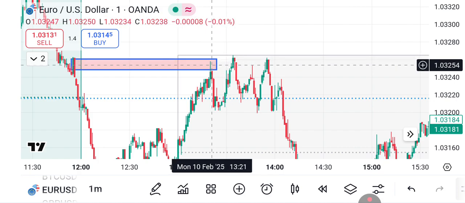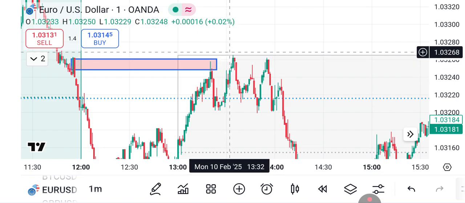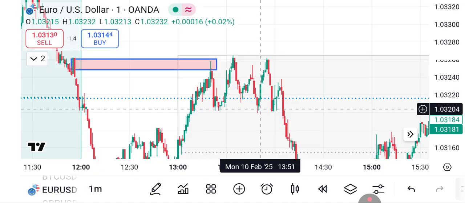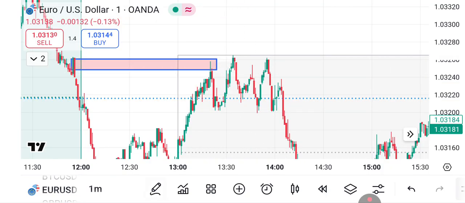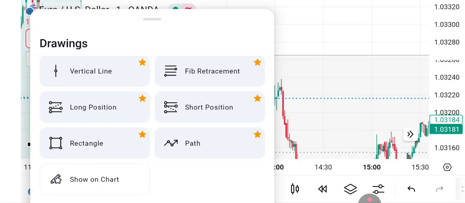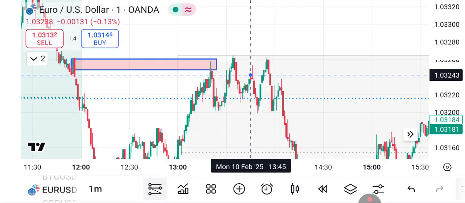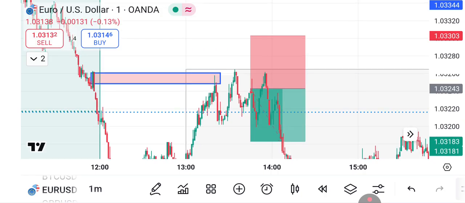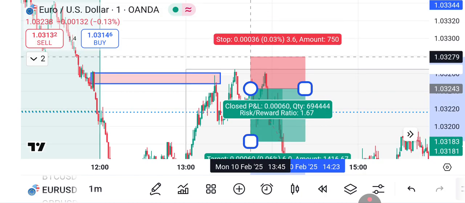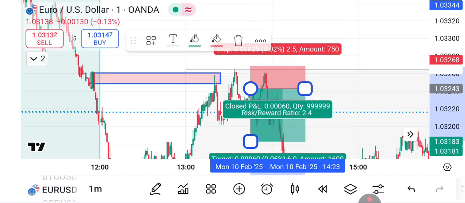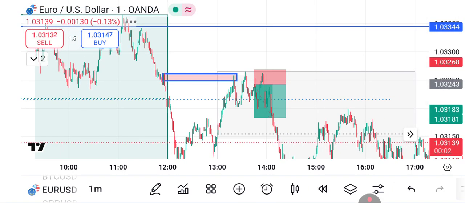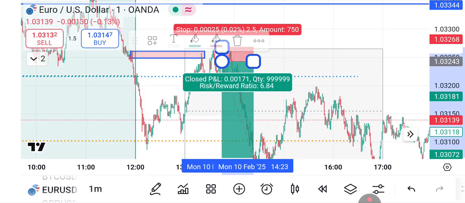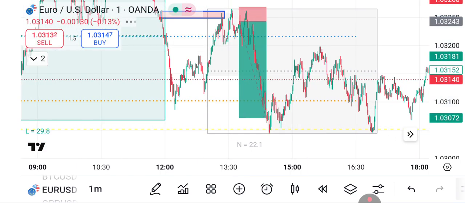So this was the inducement, grabbing liquidity above this high, then changing character to the downside. Then I entered at this zone over here. I'll show you guys. I entered at this zone, and yeah, my stop loss was right here, and price started selling off massively on GU.